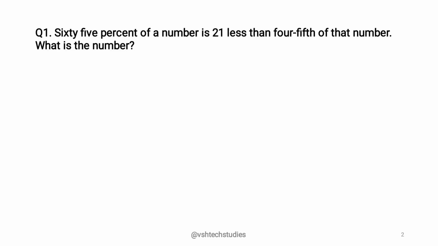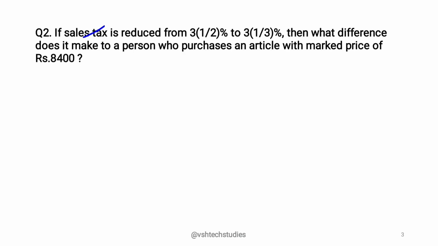Okay, this is the problem that we solved in the last video. Moving on to the next question, that is question number 2. If sales tax is reduced from 3 1 by 2, that is 3.5%, to 3 1 by 3rd%, then what difference does it make to a person who purchases an article with a marked price of rupees 8,400?